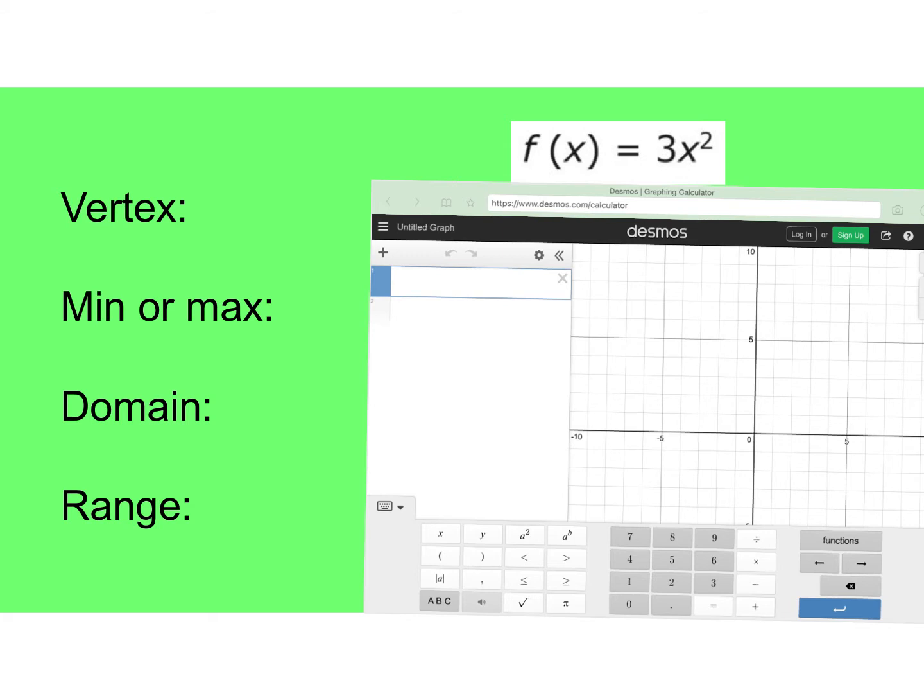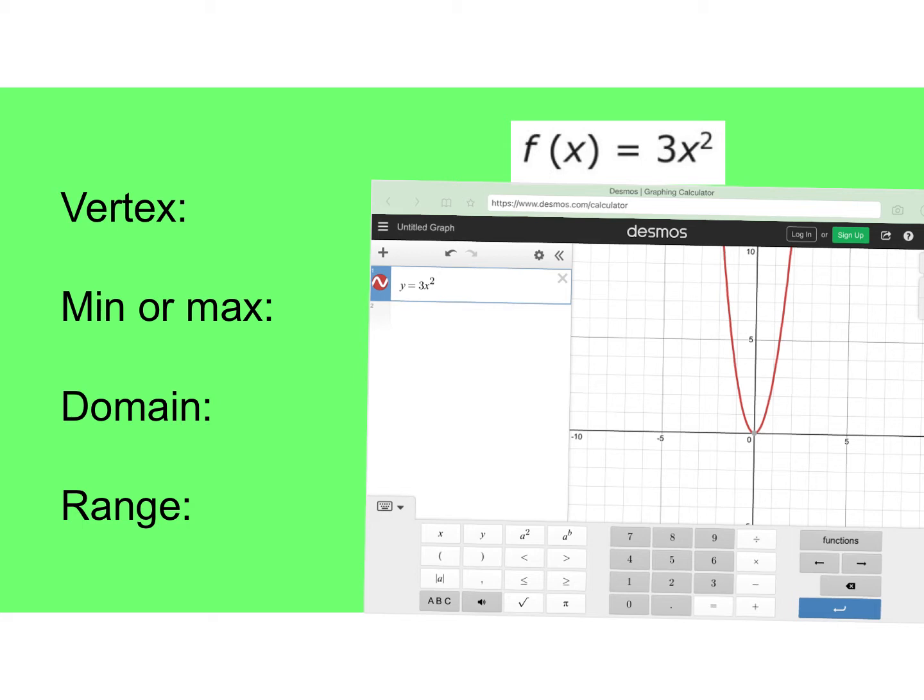So let's say you're given a function or an equation and you're asked for the domain and range or the vertex or any of those things. So obviously you can go ahead and graph that function. Remember, f of x is y equals, and in this case, 3x squared. Super simple, very quick graph to create.